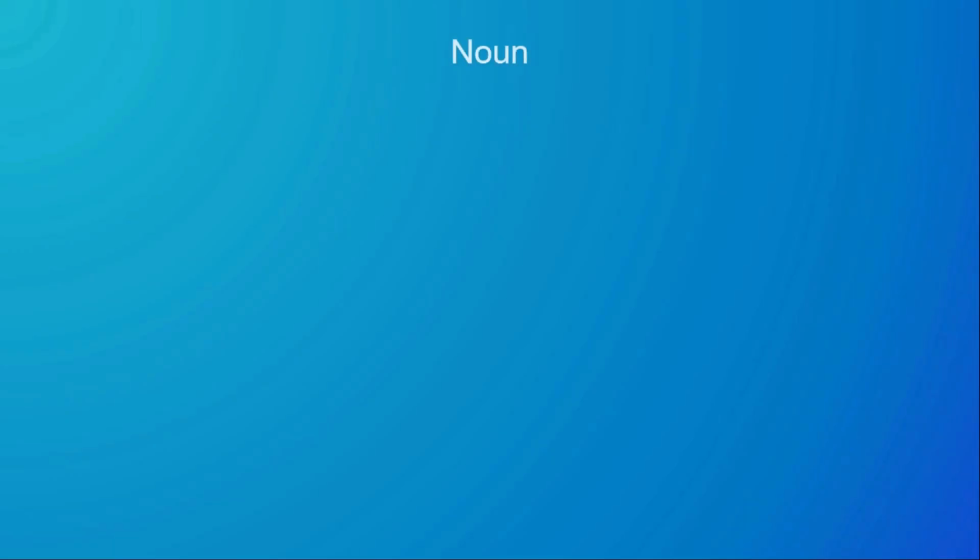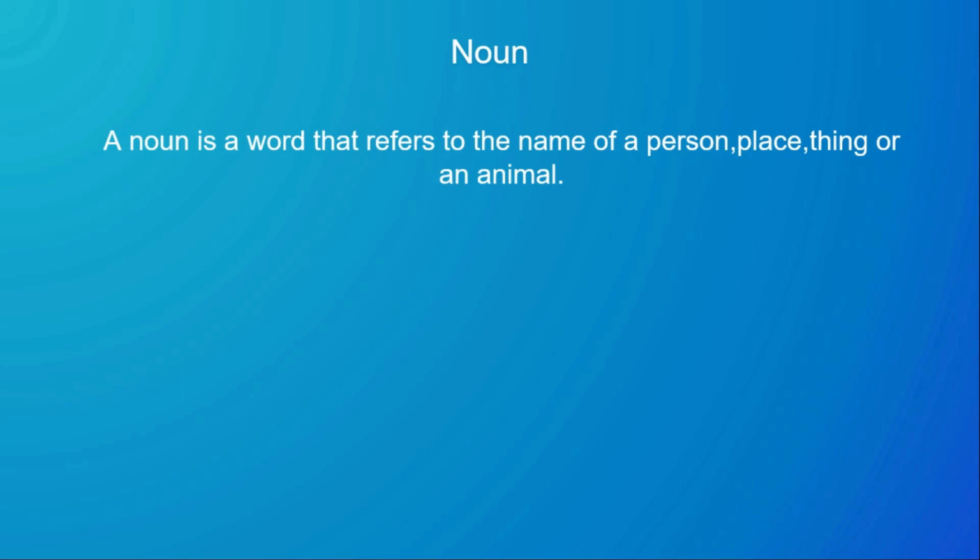Before we go ahead, I want to introduce you to three new grammar terms: the noun, the pronoun, and the verb. Let's first understand what nouns are. A noun is a word that refers to the name of a person, place, thing, or an animal. Let's look at some examples. Jacob, Chennai, resume. All these words are examples of nouns.